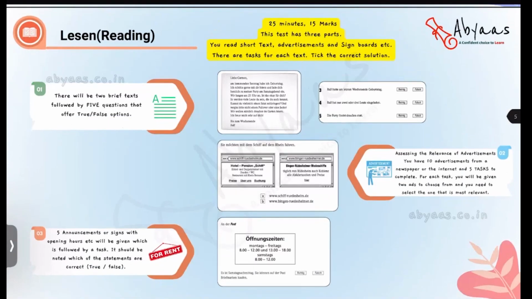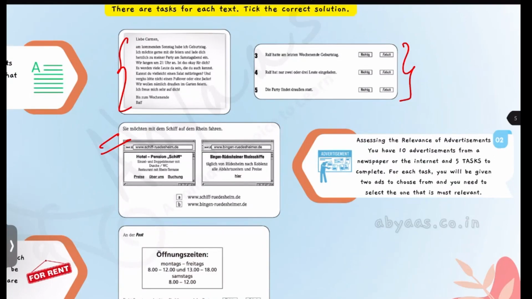Now coming to Lesen, the duration is 25 minutes, the marks are 15, and this test has 3 parts. In part 1, you have to read the short text message given and answer 5 yes or no questions. The second part consists of 10 advertisements from a newspaper or the internet, and you have to do 5 tasks based on that.